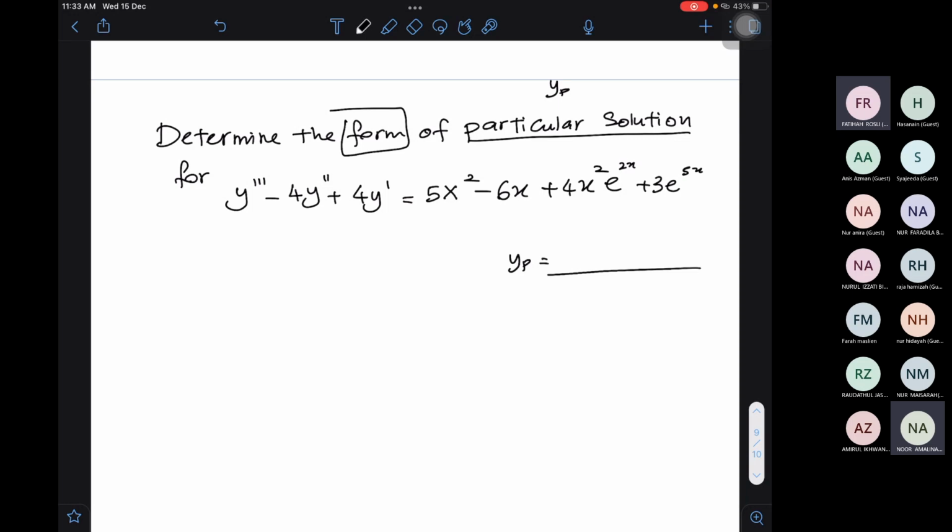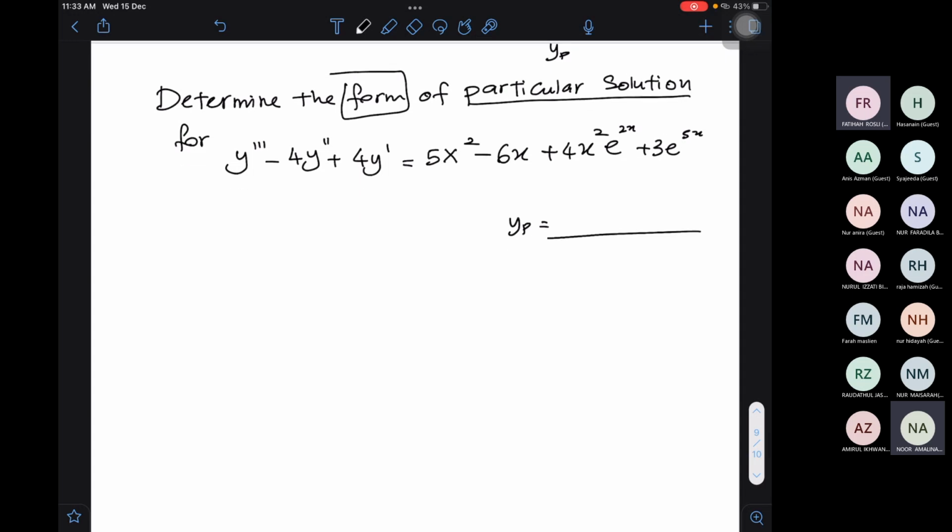Okay, tapi ingat, untuk kita cari form of YP, we also need to know what is YC. Sebab nanti kita kena tengok YC dengan YP ni ada tak yang sama. Kalau sama, kita kena buat modification dekat YP. So kalau dia suruh cari form of YP pun, awak kena cari juga YC. Cumanya YP tu tak payah solve. So kita buat sama-sama soalan ni. Soalan akhir sebelum kita stop.